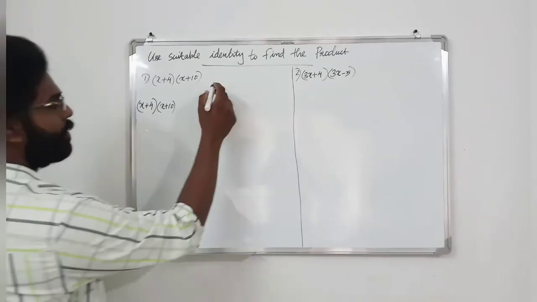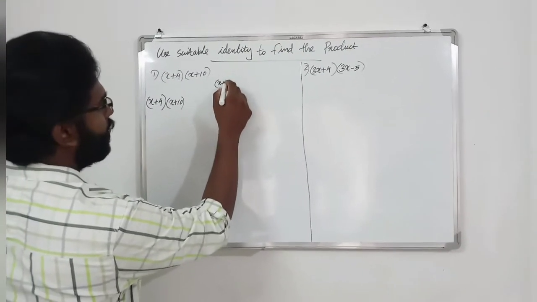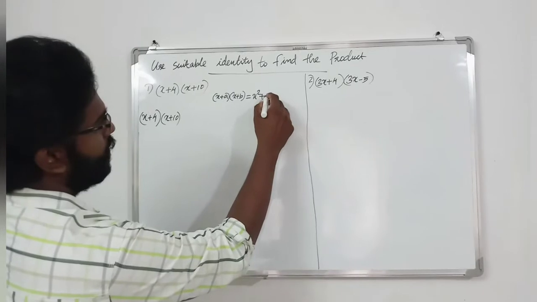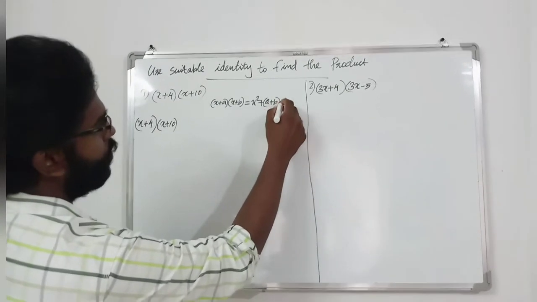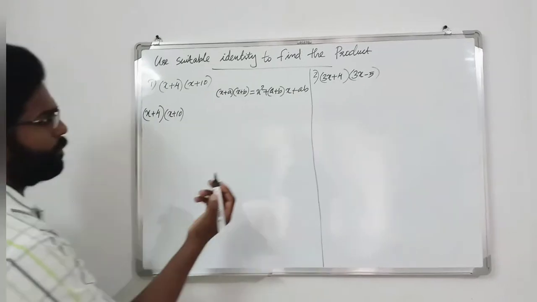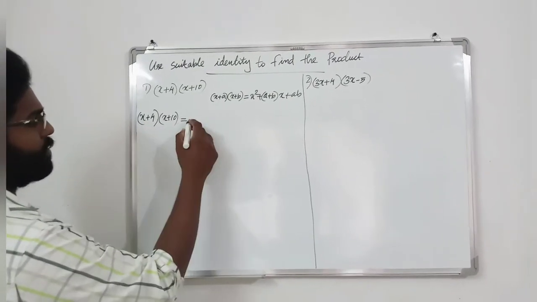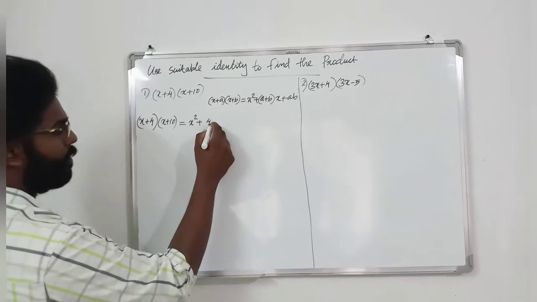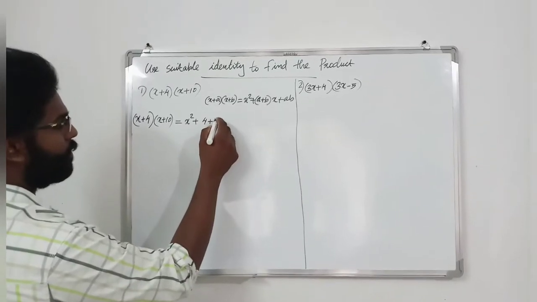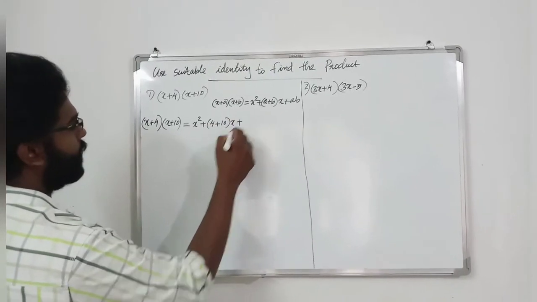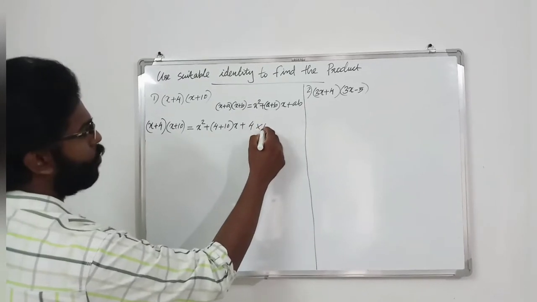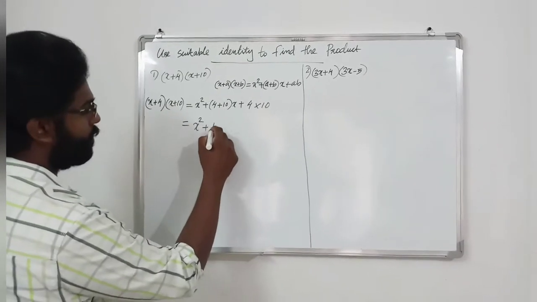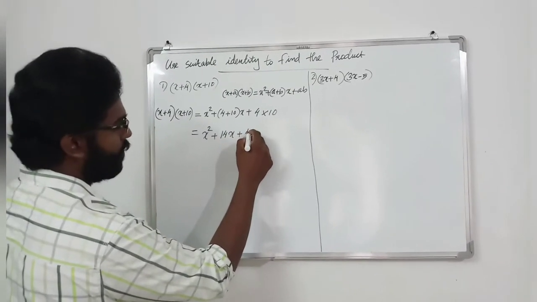Then we know (x plus a) into (x plus b) is equal to x square plus (a plus b) into x plus ab. So here, first x square, plus (a plus b), in the place of a put 4 and b is 10, into x, plus ab, 4 into 10. That means x square plus (10 plus 4) 14, 14x, plus 4 into 10, 40.